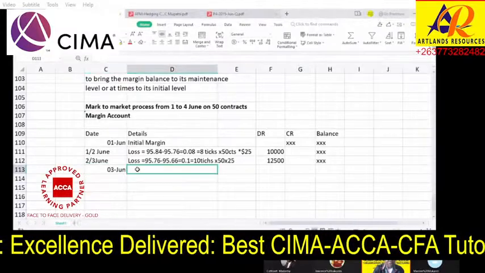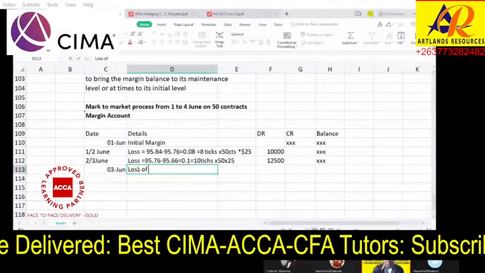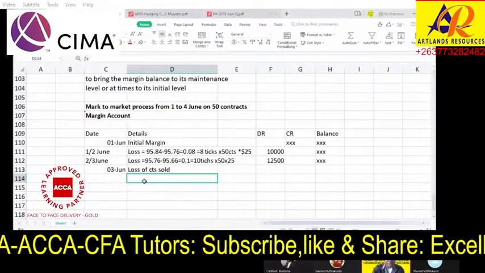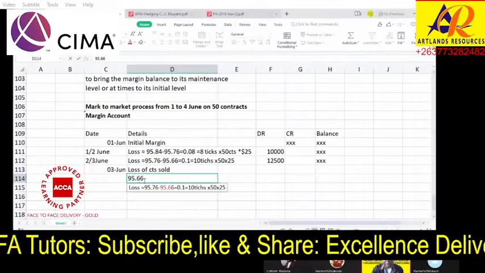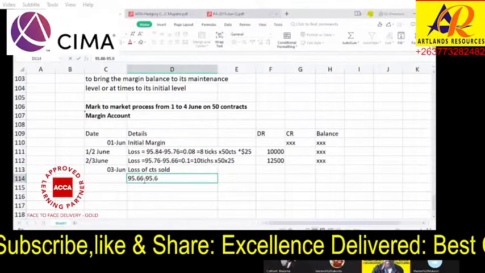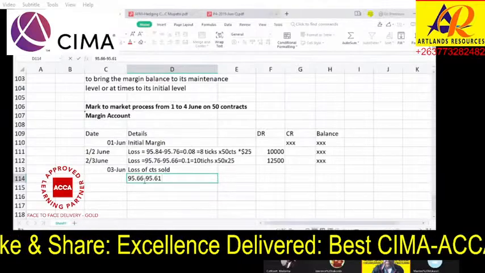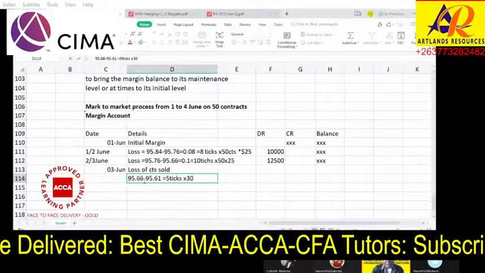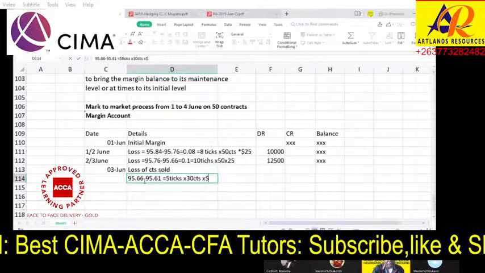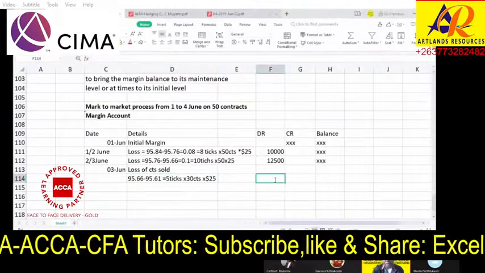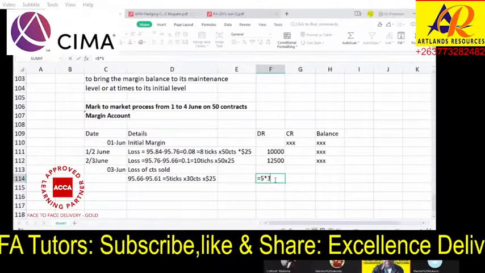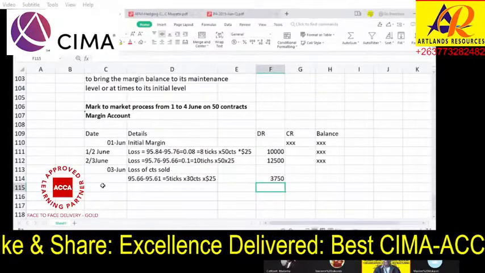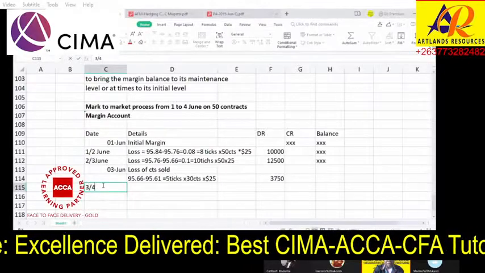So what you then do is you say 3 June, loss on contracts sold. Now, the contracts' price was 95.66, but they had to sell at 95.61 because they are not attractive. So the loss equals 5 ticks times 30 contracts. We only sold 30 contracts, times $25. So it's another loss, it's a debit, equals 5 times 30 times $25, which is 3,750.